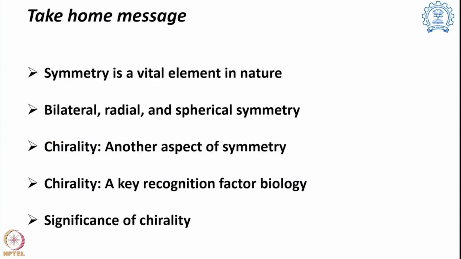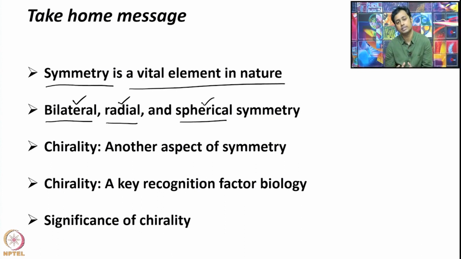So, with that we would like to conclude this first session, and I hope that I am able to convince you that symmetry is a very important aspect of nature and it is present in all different parts of nature, especially in the biological form. And we found there are 3 different and significant types of symmetry: bilateral, where the symmetry is around a plane; radial, symmetry around an axis; and spherical, where the symmetry originates from a spherical structure and remains concentric around the center. So, these are the 3 different aspects of symmetry we can see.